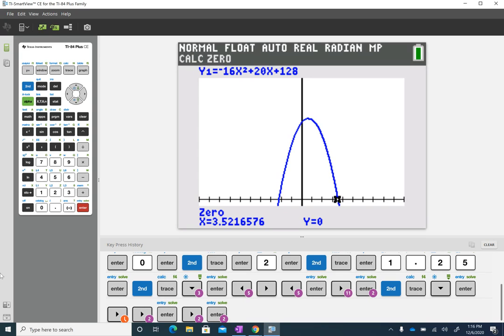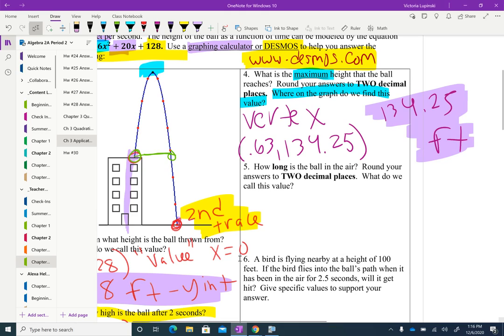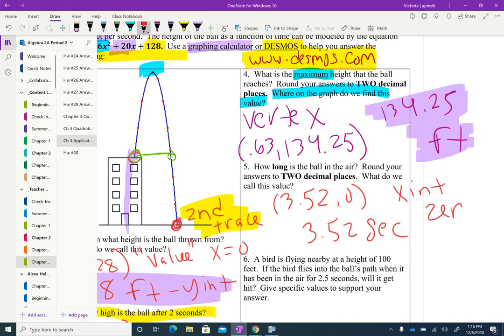So we're going to go ahead and go back and fill that in on our paper here. So 3.52, 0 was the point. And then to answer it, it's 3.52 seconds. And what do we call this value? This is either called the x-intercept or the 0 if you're using the graphing calculator.